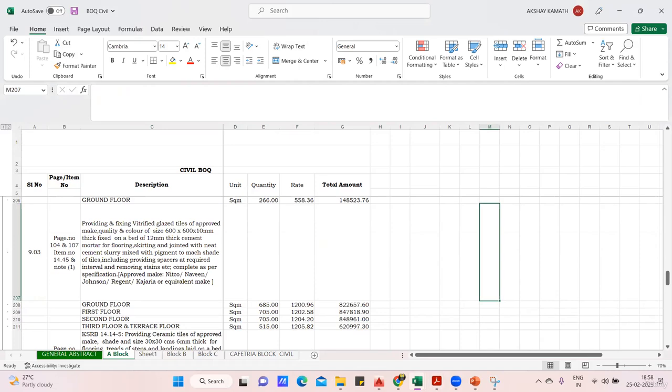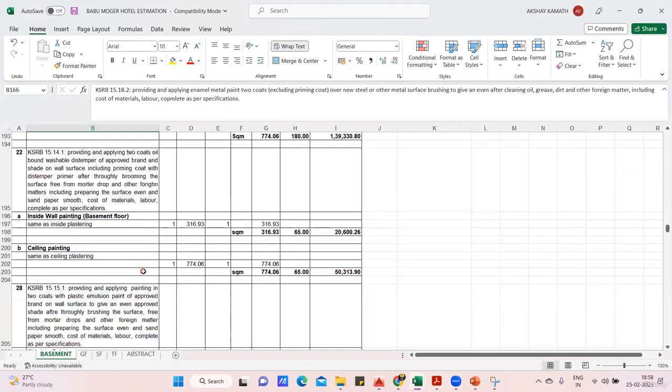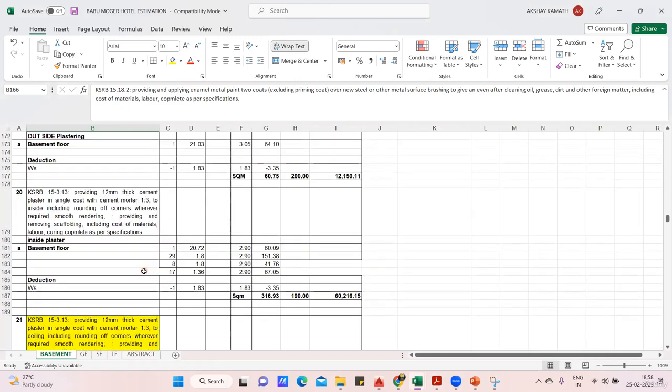This is one BOQ. Similarly, I can show you one more BOQ. Maybe in this BOQ, let me check the flooring area.